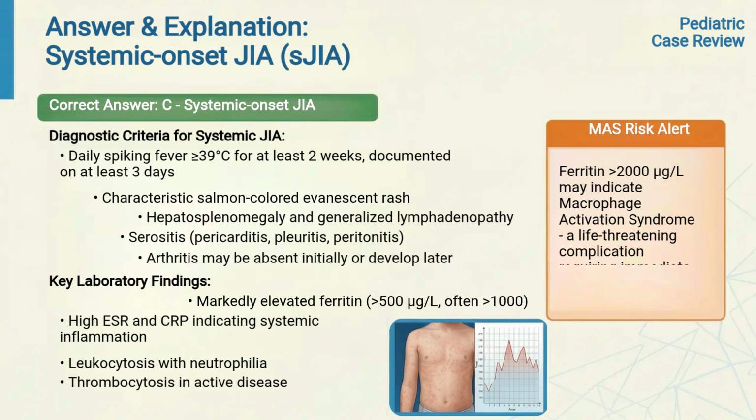Diagnostic criteria include daily spiking fever of 39 degrees Celsius or above for at least 2 weeks documented on at least 3 days, the characteristic salmon-colored evanescent rash, hepatosplenomegaly, generalized lymphadenopathy, and serositis including pericarditis, pleuritis, or peritonitis. Arthritis may be absent initially and develop later. Key laboratory findings include markedly elevated ferritin above 500 micrograms per liter, often above 1,000, high erythrocyte sedimentation rate and C-reactive protein, leukocytosis with neutrophilia, and thrombocytosis in active disease.